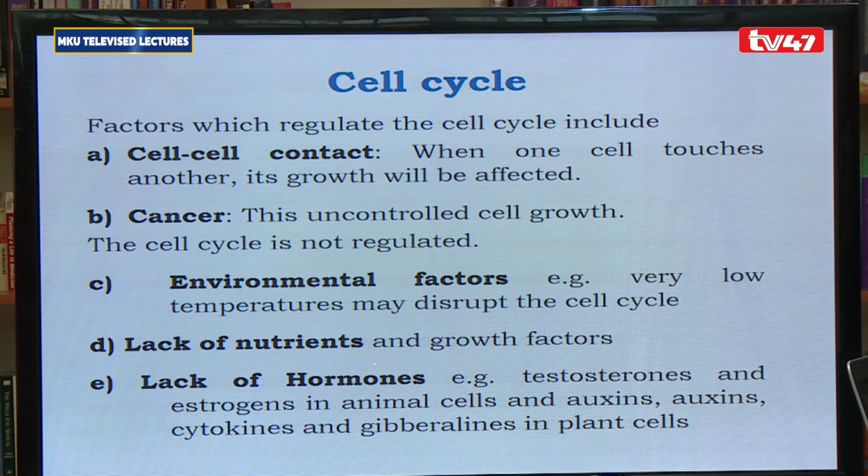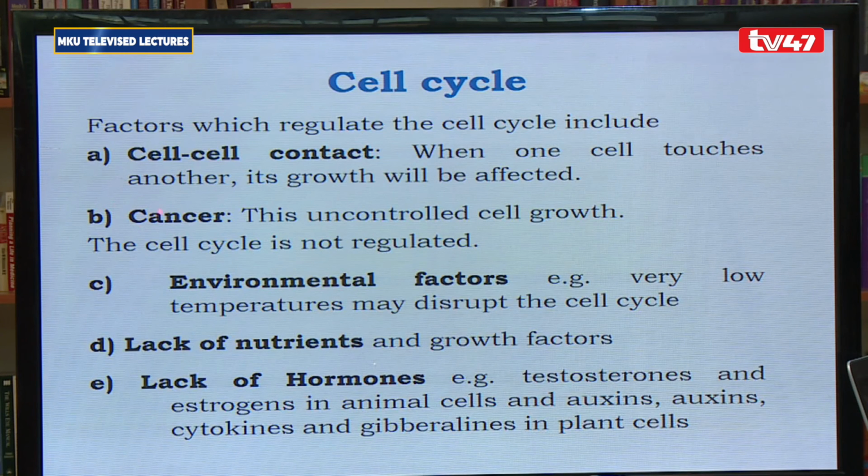Now, what factors regulate the cell cycle? Regulation means the process will happen, but how fast or slow does it happen? So it is regulated, meaning controlled. Cell-to-cell contact is very important. When cells touch each other, they help in communicating the need for cell division or the lack of it.